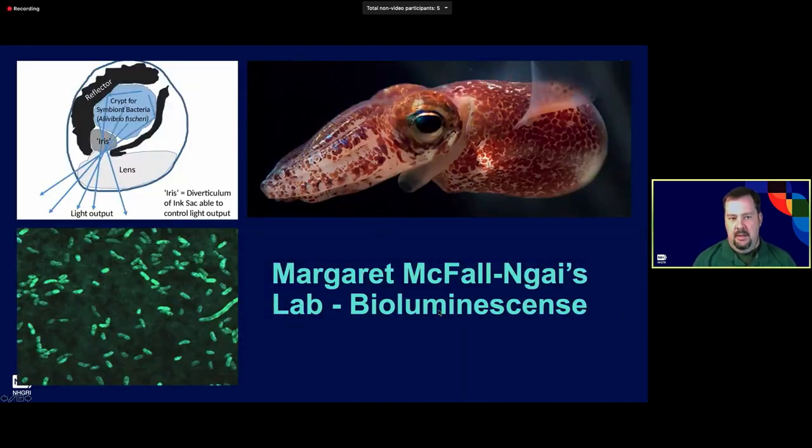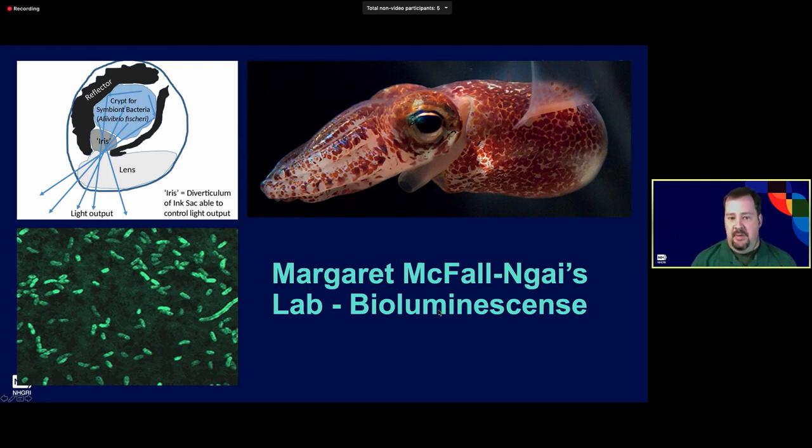Another really interesting thing that you may not have heard of, but is a really cool system that Margaret McFall-Ngai's lab works on, is these little squids that have light organs in them. The thought is that when they're out hunting at night, these light organs glow and produce light below the squid, which basically erases its shadow. And so when they're hunting, they don't create shadows. I'm not entirely sure if that's proven 100%, but that is the accepted reason for why they have these light organs. But they don't produce the light themselves, actually.